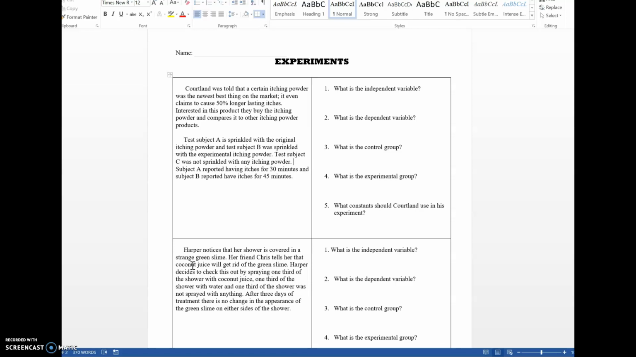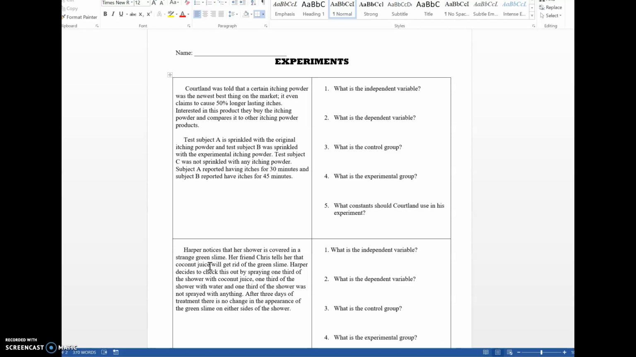What is the control group? Now this can be a little tricky because we have 3 groups, correct? We have test subject A, test subject B, and test subject C. Test subject A is sprinkled with the original itching powder. B is with the experimental itching powder. And C doesn't get anything at all, not even a fake or a placebo. They don't get anything. So there's one of them in there that's just in there for a trick. So we are not going to look at test subject C in terms of this.